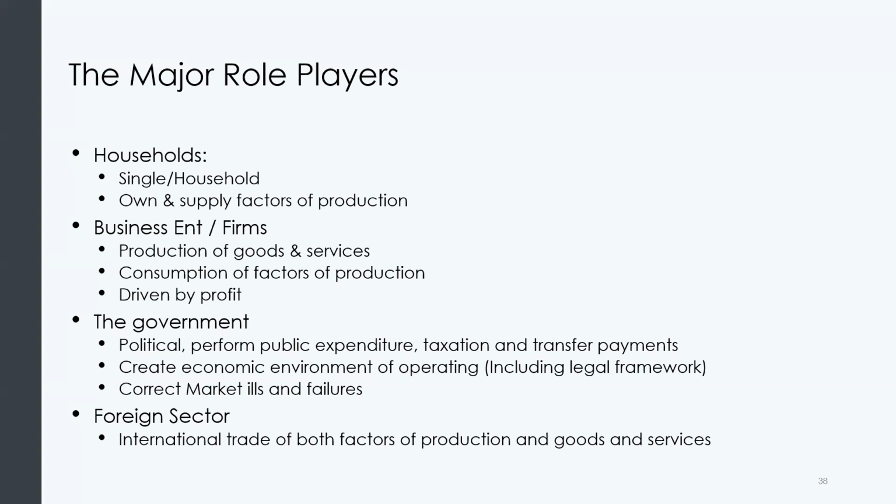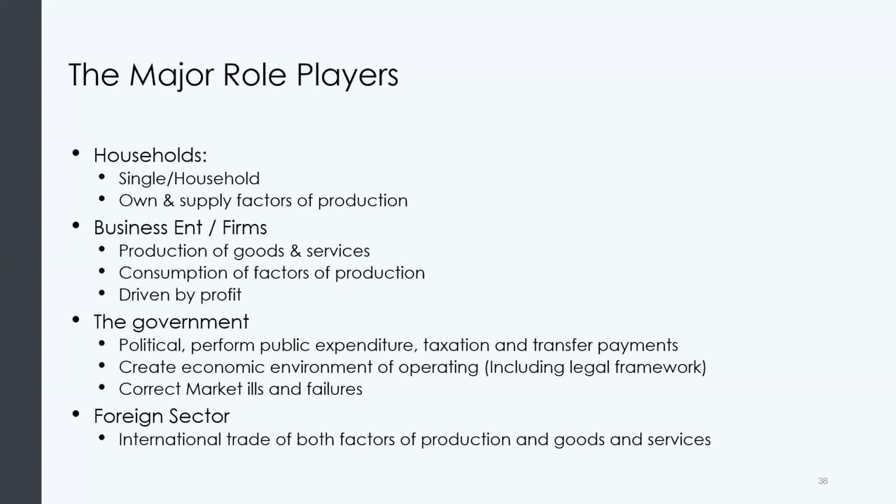Then lastly, you've got the foreign sector. The foreign sector is now countries that are outside of South Africa. You are now looking at Botswana, you're looking at Zimbabwe, you're looking at Mozambique, you're looking at Swaziland, all of these different countries that are outside of South Africa. They form what we call the foreign sector. And the foreign sector, it supplies labor, right?